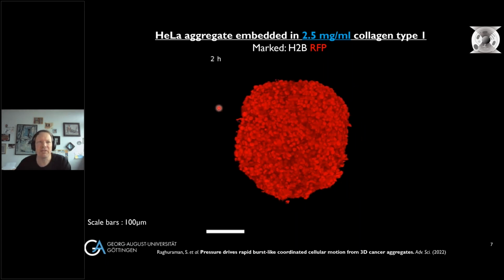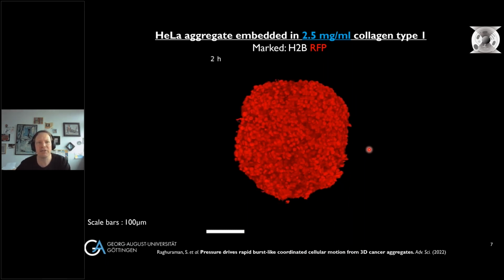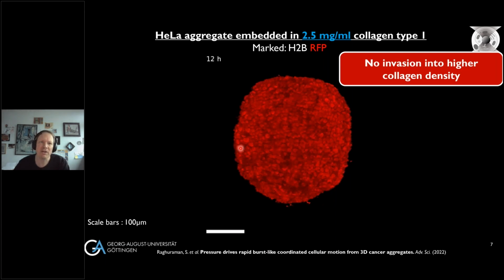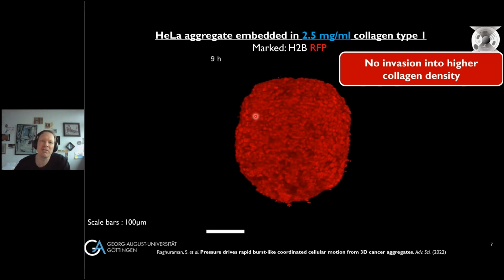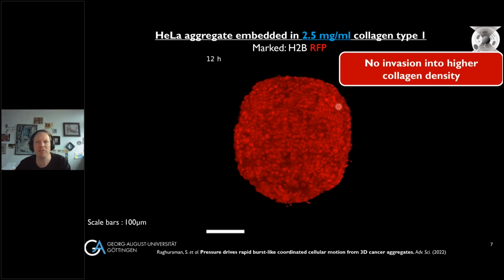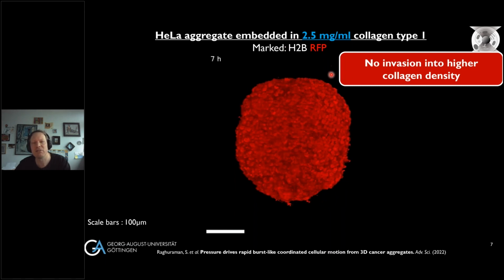Now, you can take time lapses of this. So we typically take every 15 minutes a full 3D scan of these systems, and then you can see how the cells migrate. And this is over 12 hours. And as you can see, these HeLa cells, they don't really invade. There seems to be no special things going on. So we don't see any invasion into this higher collagen density situation.